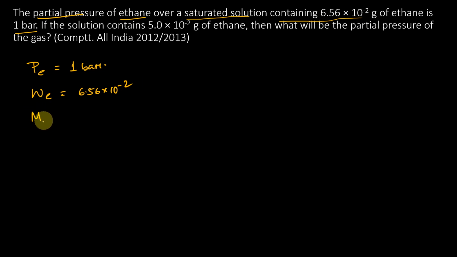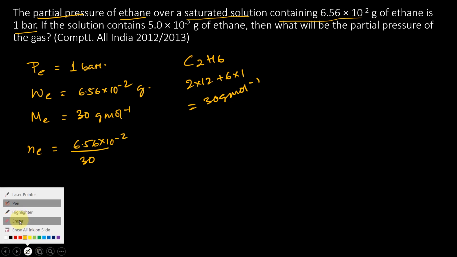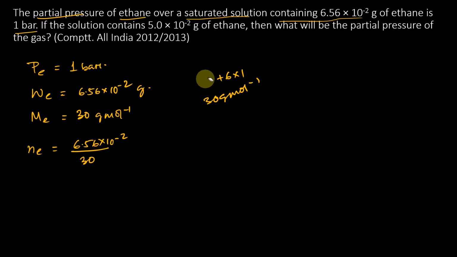What is the molar mass of ethane, by the way? Ethane is C2H6. So 2 into 12 plus 6 into 1, that is 30 gram per mole. And this is simply 6.56 into 10 to the power minus 2 gram. So the number of moles of ethane would be 6.56 into 10 to the power minus 2 divided by 30. Leave it up to here. We don't have to do the calculation right now.